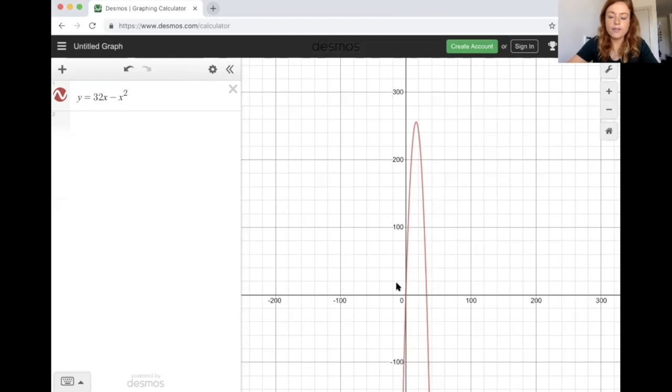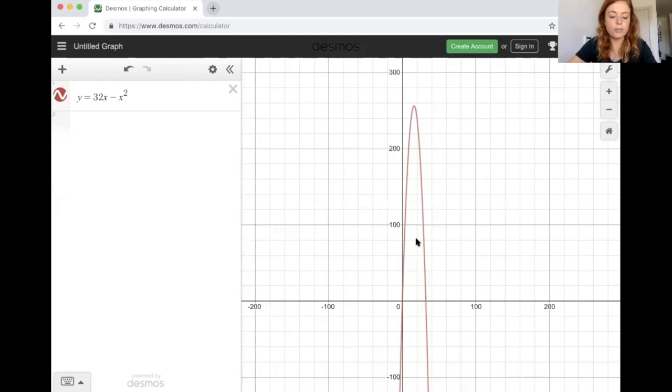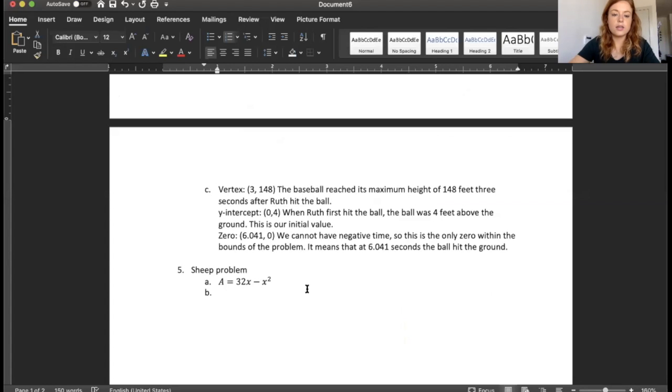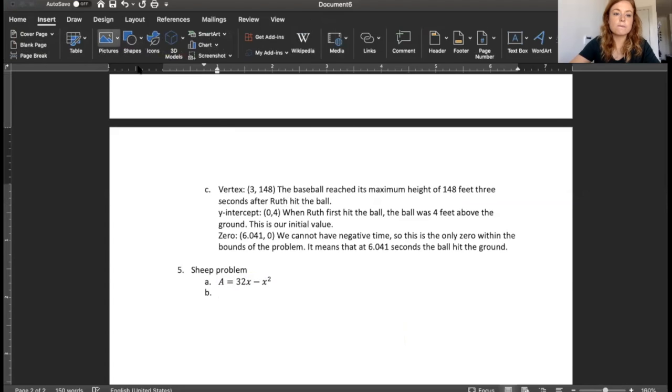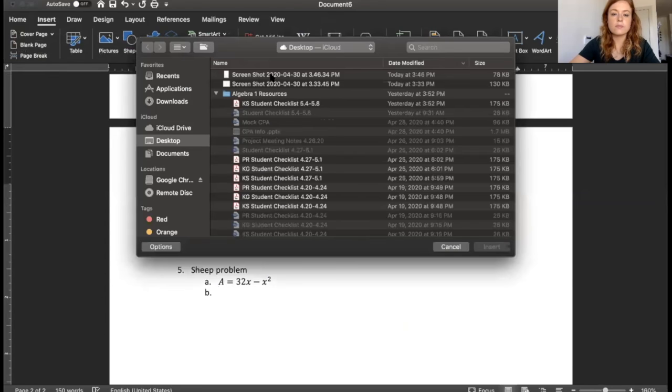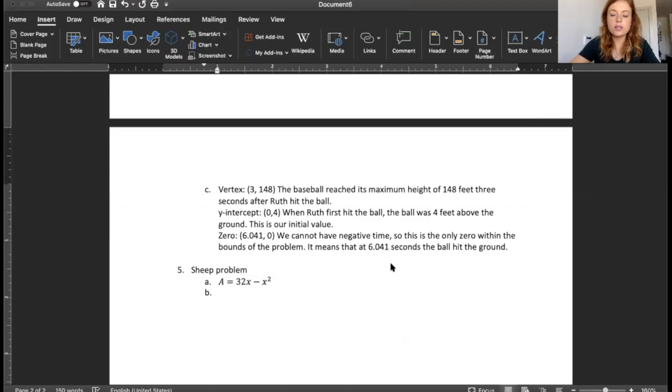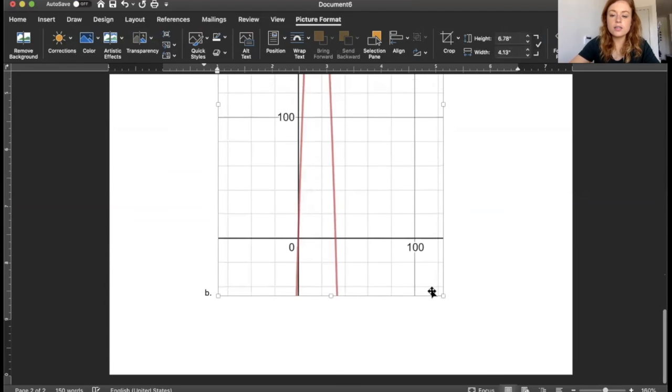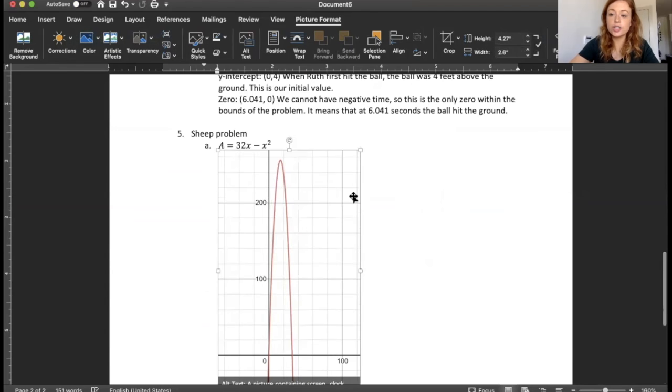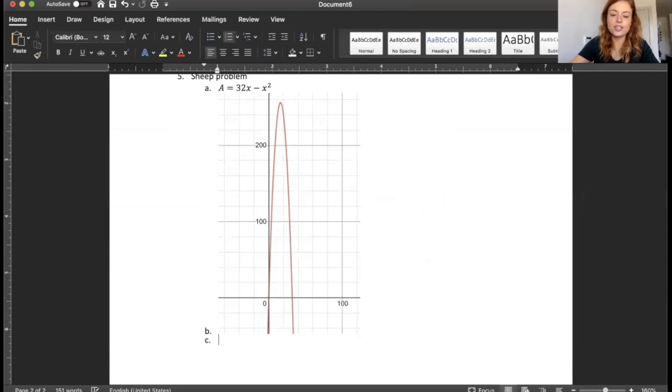Okay, so here is my graph. I'm actually gonna take a screenshot of this and put it in my answer document. Just like that. I'm gonna go back, and then we're gonna go insert, new screenshot, insert. There it is. Looky there, you sketched your graph. Nice and easy, right? Use the technology you guys got.